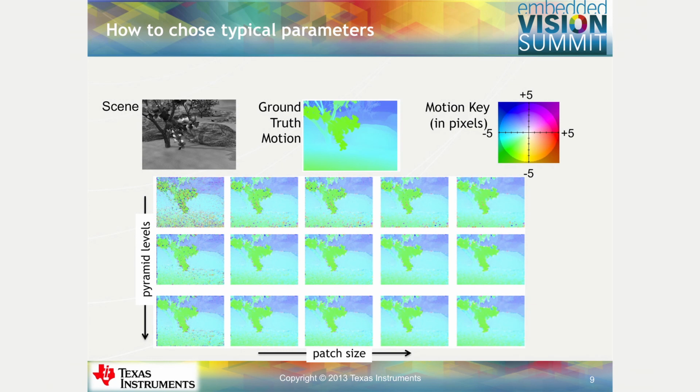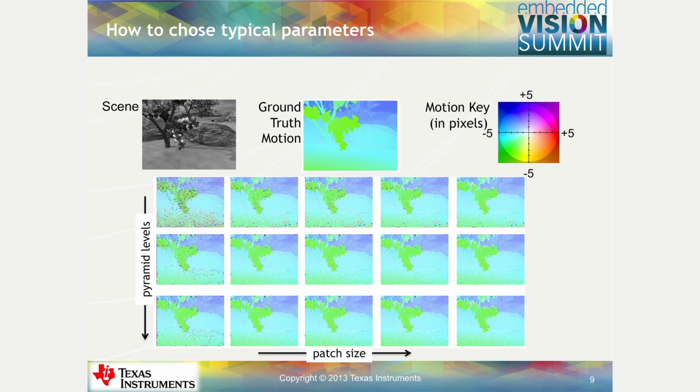So there are, of course, a lot of parameters to choose from. I picked two to talk about here. One is the neighborhood size, the patch size. What should it be? Should it be 3 by 3 or 11 by 11 or even larger? And also the pyramid levels. Just how many different resolution levels should we care about?